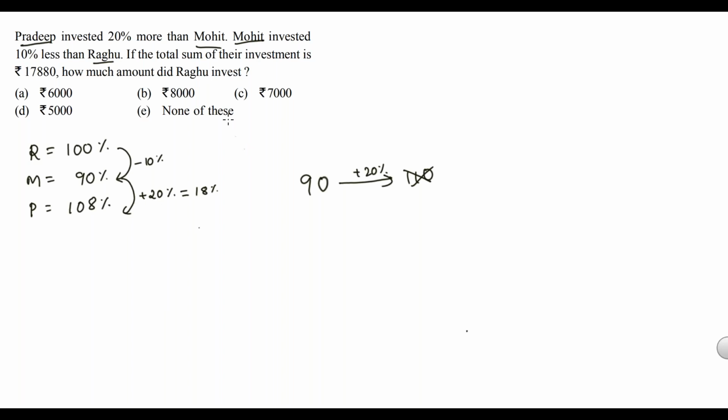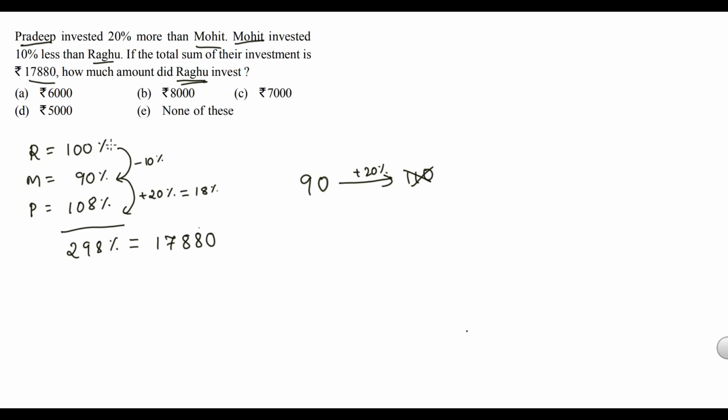Now the next point is the sum of their investment, means the sum of all the three. 100 plus 90 plus 108 is 298. This is the sum, right? Now we can say the value of 298% is 17,880, which is given in the question. So 298% value is 17,880. Now the question is, what is Raghu's investment?